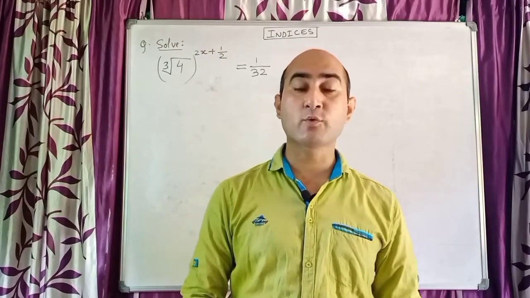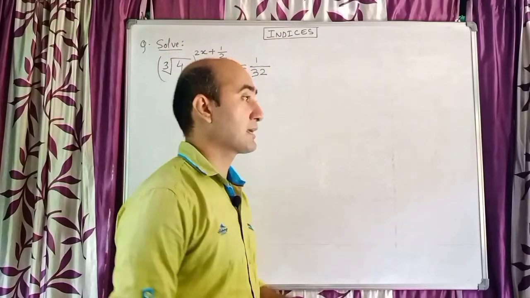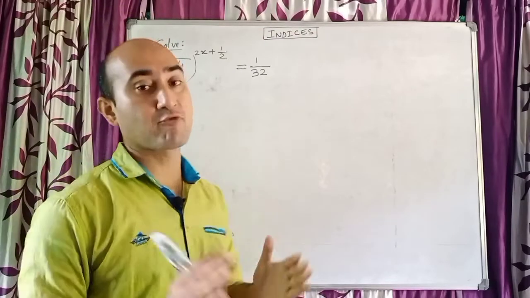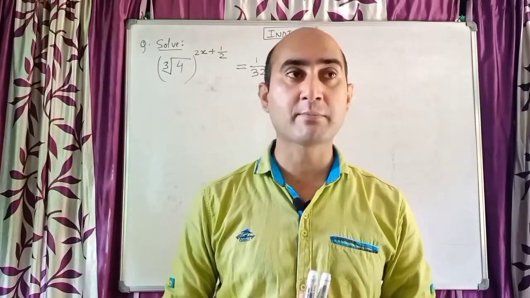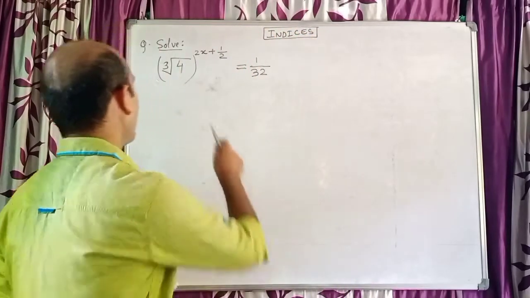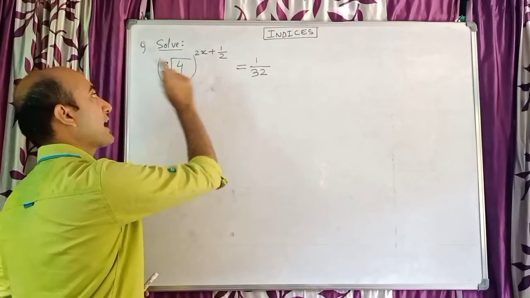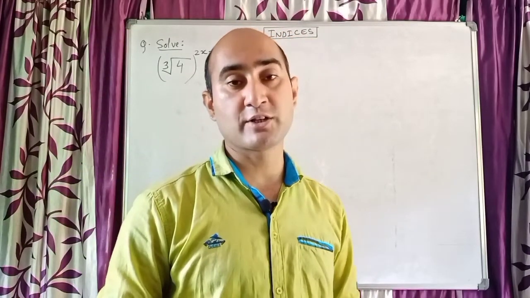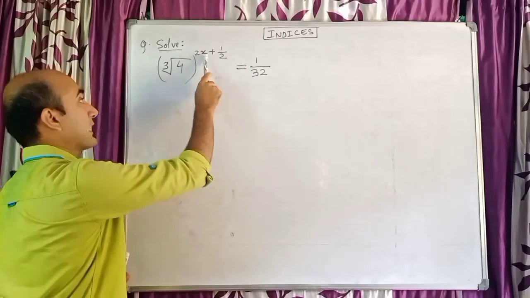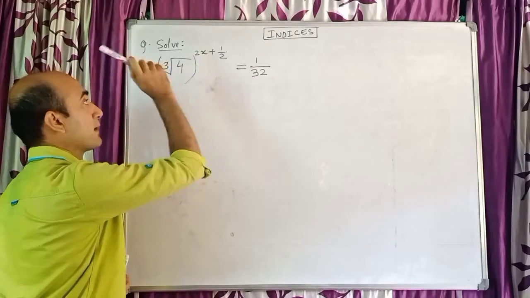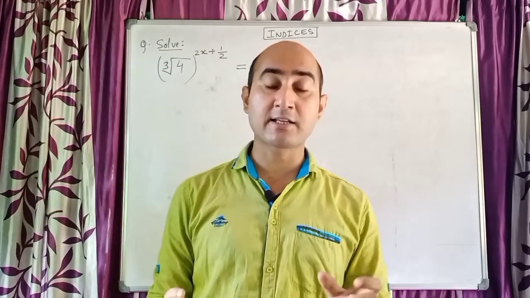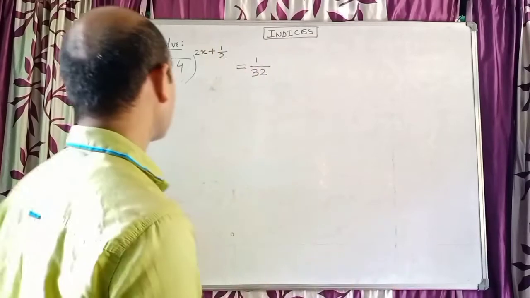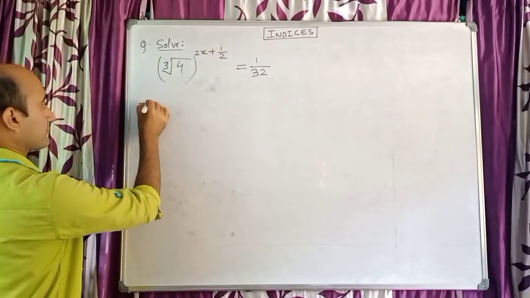Class 9 children, welcome to today's online class. Today we are again going to discuss the chapter indices, and the questions are related to solve. Solve means you have to find the value of the unknown variable, and in this question the unknown variable is x. That means you have to find the value of x. I have already discussed in my last video that when x is on the power, our first target is to make the base the same on the left hand side and right hand side. So let us start this question children.